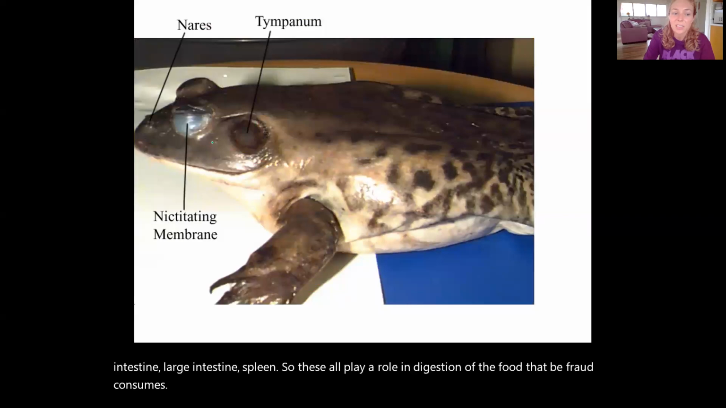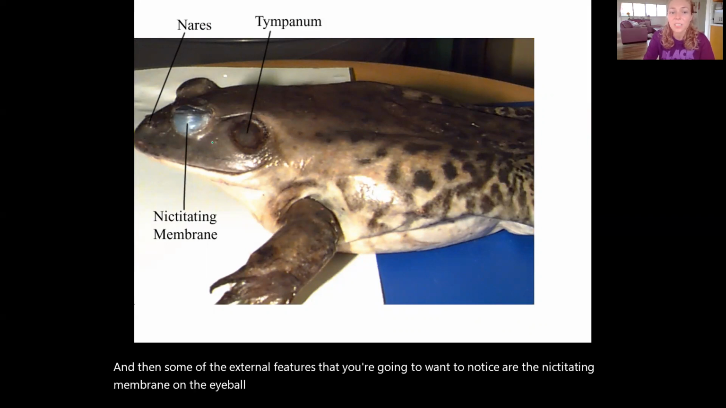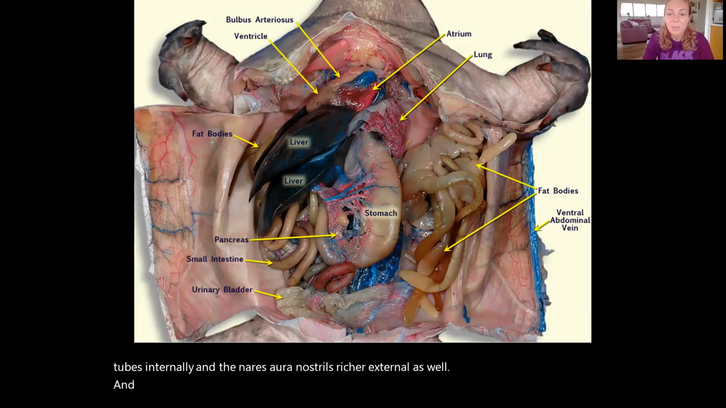And then some of the external features that you're going to want to notice are the nictitating membrane on the eyeball, the tympanum, which is the external ears leading to the eustachian tubes internally, and the nares or nostrils, which are external as well. And then here is an image of a fully dissected frog, just to help guide your work when you go ahead and do this yourselves.